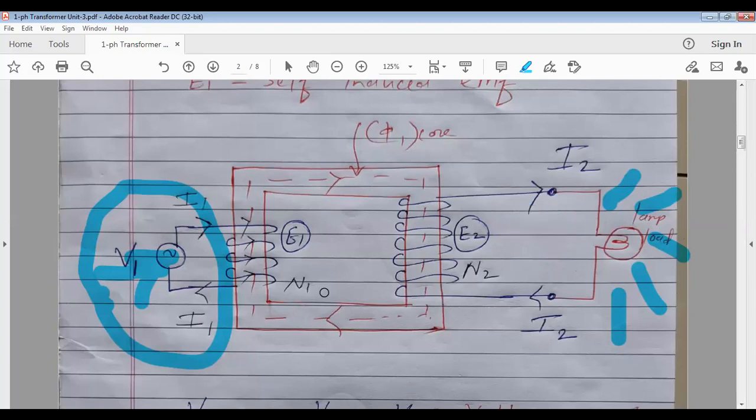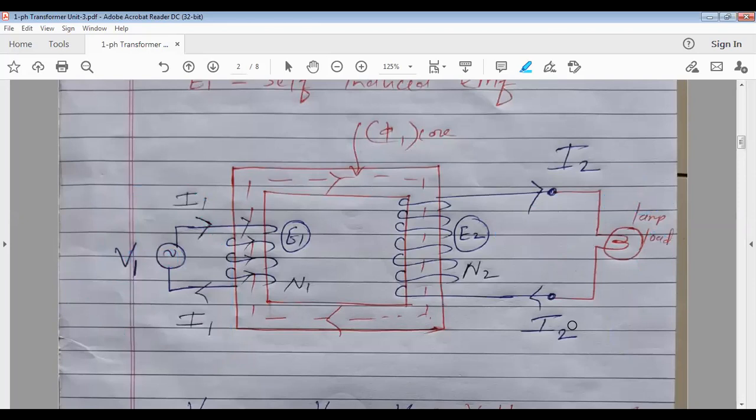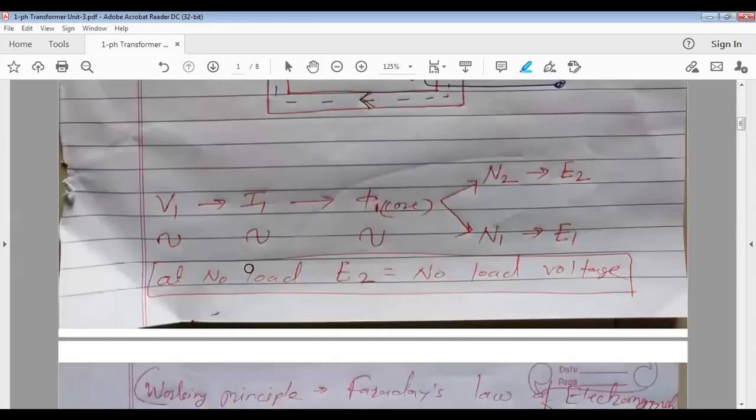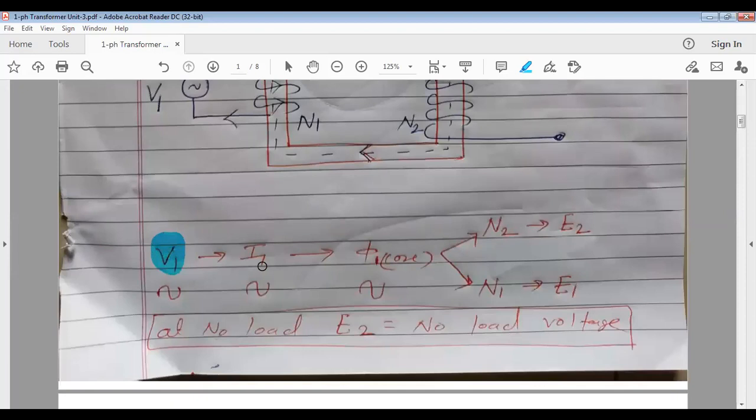Okay, so this is about the transformer working principle. See here, when you apply an AC voltage, AC current will flow through the primary winding. It produces a changing, that is alternating, magnetic field. This alternating magnetic field comes in contact with the N2 number of turns.